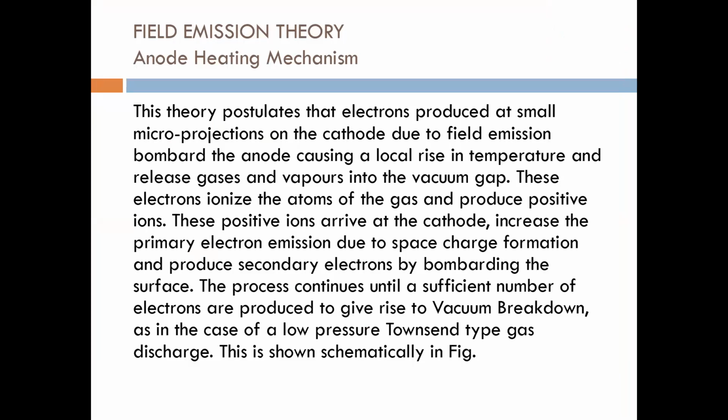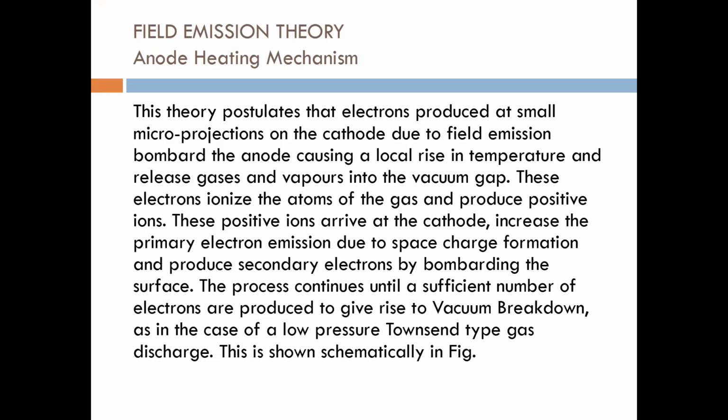This theory states that electrons produced at a small micro position on the cathode due to field emission bombard the anode, causing a local rise in the temperature. What does heating mean? There should be a rise in the temperature, and this releases gases and vapors into the vacuum gap. These are going to form a vapor cloud. The formation of these gases and vapor is called the vapor cloud.